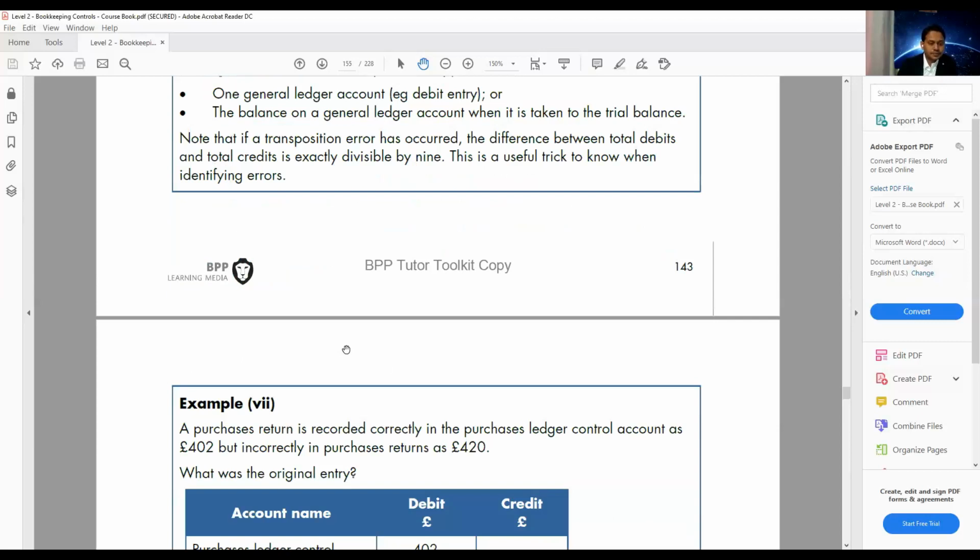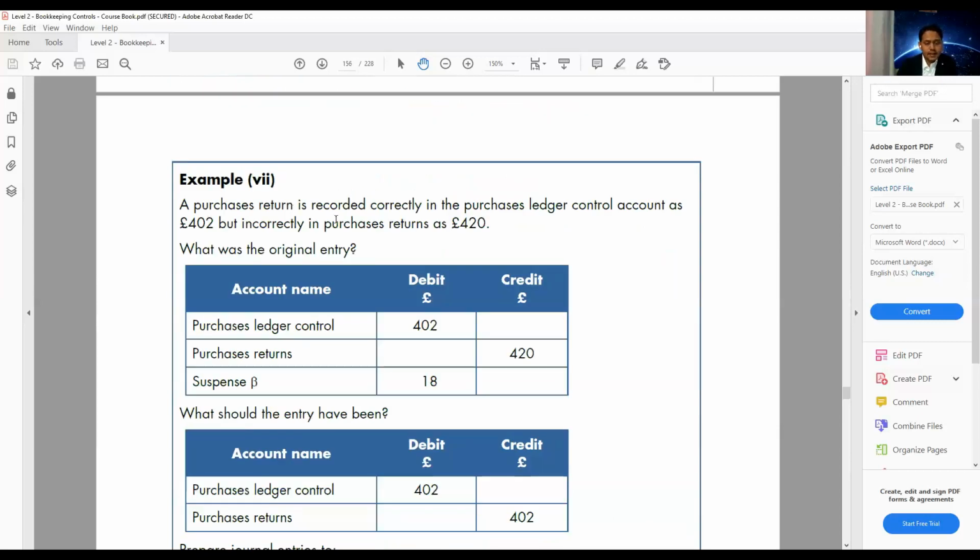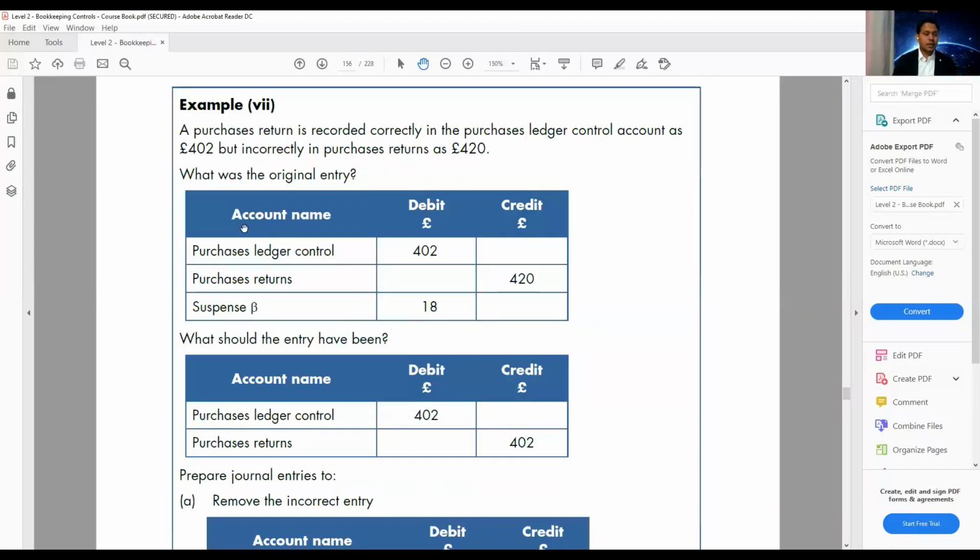Transposition error. A purchase return is recorded correctly in the purchase ledger account as 402, but incorrectly in purchase return as 420. So basically the amount is 402, but I wrote 420. So on one side I wrote the correct one, on the other side I wrote the wrong one. So in purchase return I wrote it wrong, but in the purchase ledger control account I wrote 402 correctly. So 18 pound is the difference, which will obviously fall on the other side, the purchase ledger control side, because this is our difference. So I ask, what was the original entry?